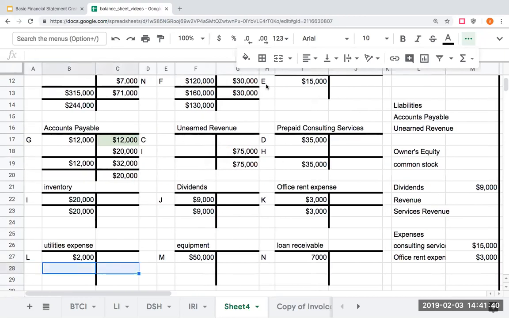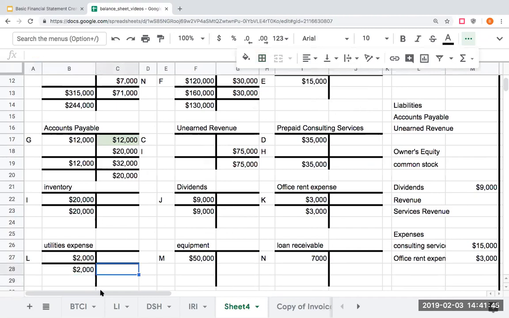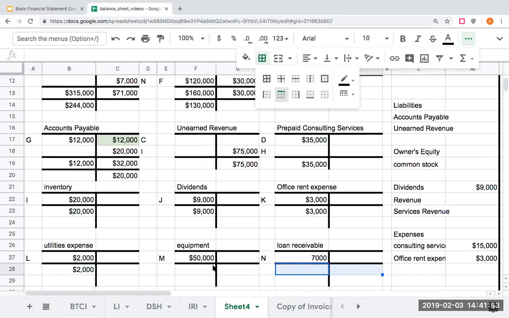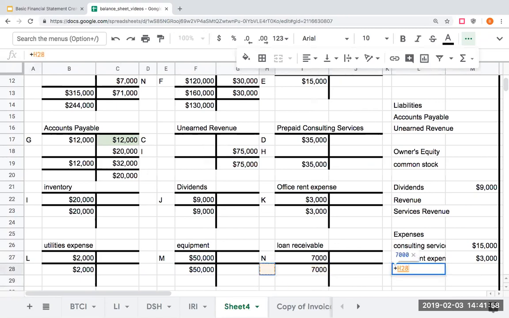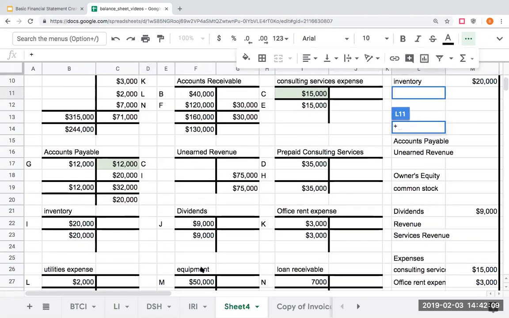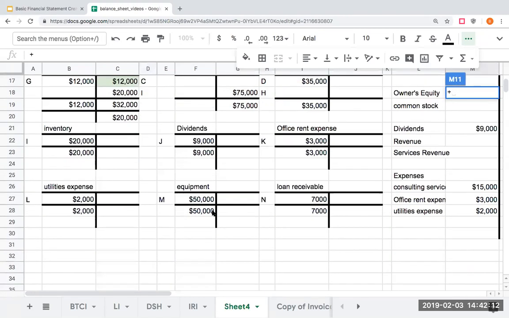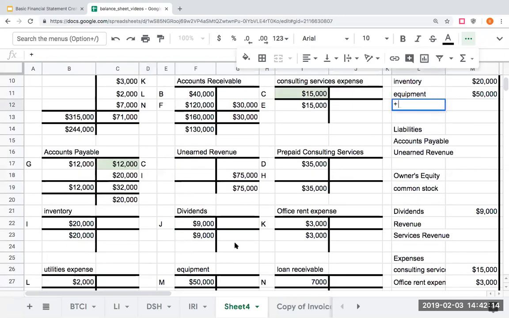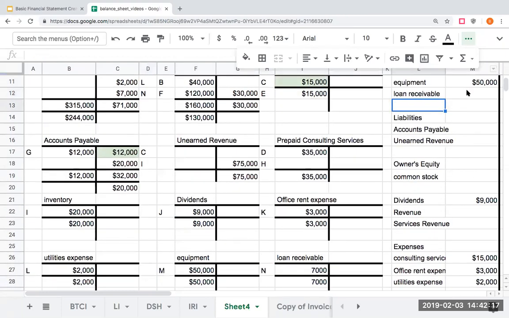I've got my utilities expense, which totaled up to be $2,000. My equipment totaled up to be $50,000. And then I have a loan receivable totaling up to $7,000. So the utilities expense is going to go here into my expenses, at $2,000. Then here I've got my equipment account, which will be at $50,000. My loan receivable will be at $7,000.